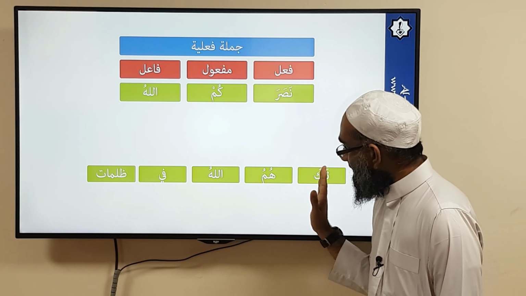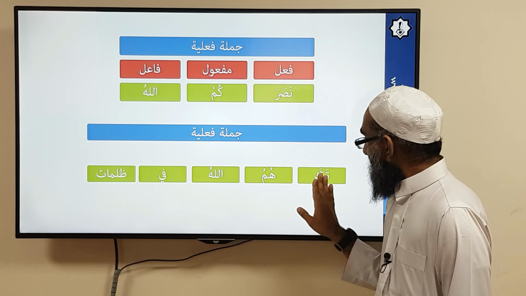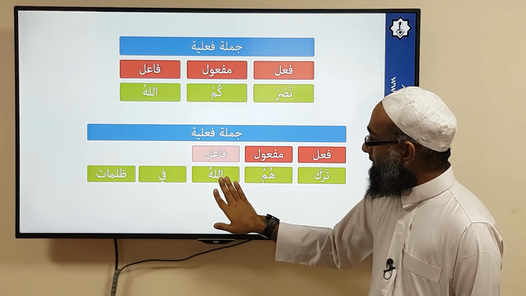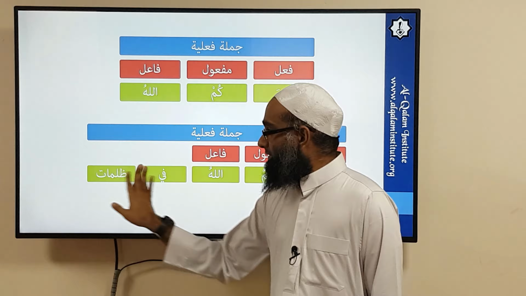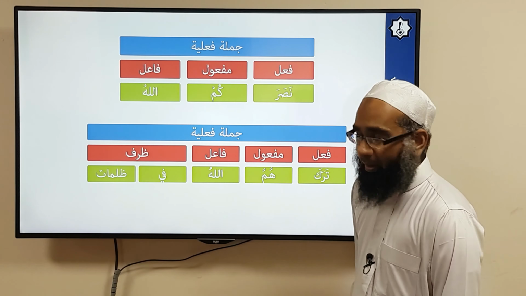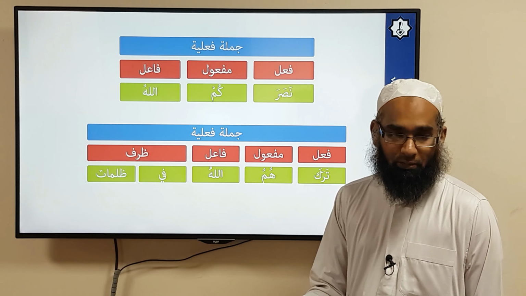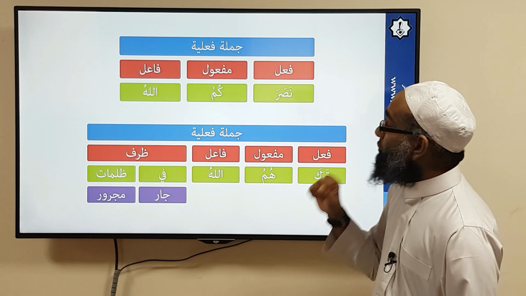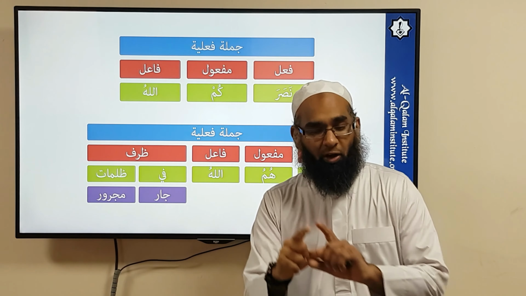So this is a fa'il. So jumla fi'liya. This is a fa'il. And what is this? Zarf. Break the zarf down. What kind of zarf is it? Mudaf, mudaf alayh, or jar majroor? Jar majroor. Solved it.